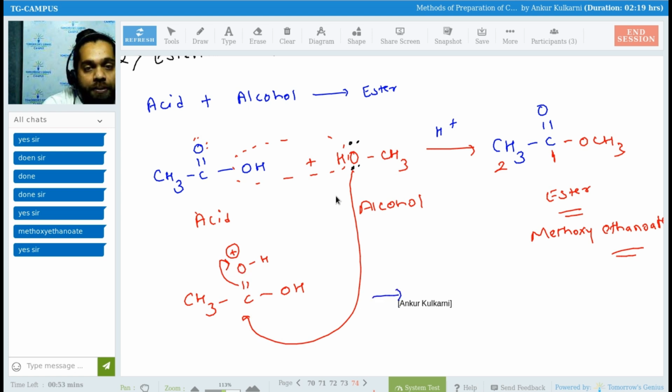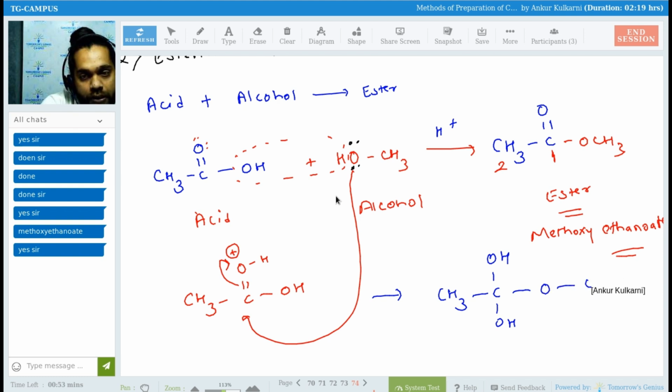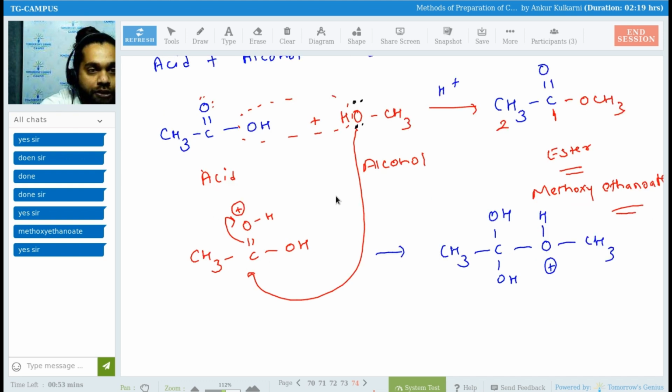So what we will get in the first step, we'll have something like this: CH3, C(OH)2, and the OCH3 with the H. Getting it? Now over here, two OH groups on the same carbon is very unstable. Plus there is a positive charge on oxygen. So we want to get rid of one OH. So what happens is this: H+ is transferred to one of the oxygens.